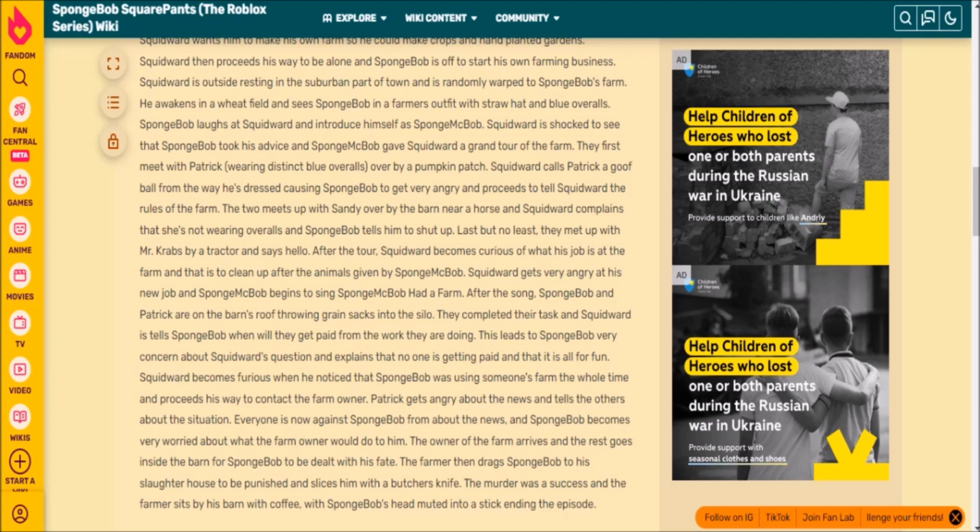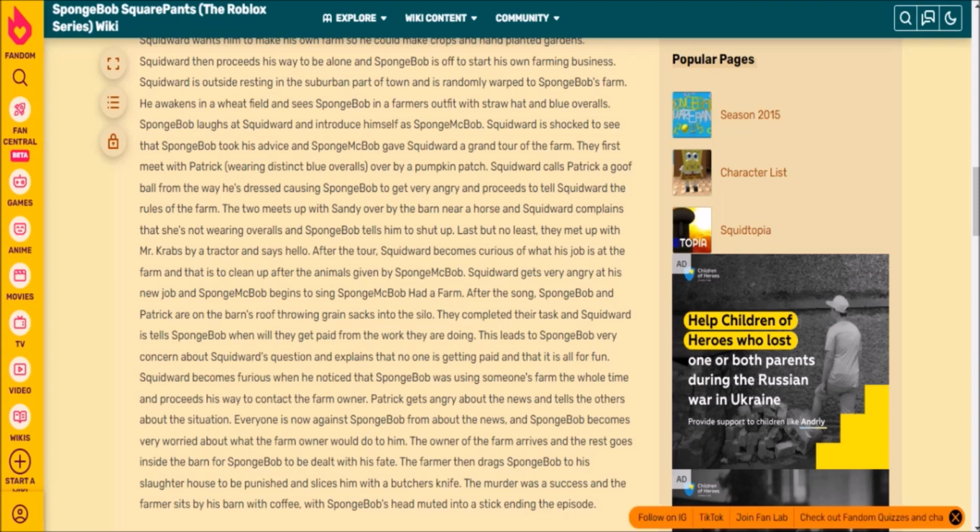They completed their tasks, and Squidward tells SpongeBob when they will get paid for the work they are doing. This leaves SpongeBob very concerned about Squidward's question, and he explains that no one is getting paid and that the farm is all for fun.